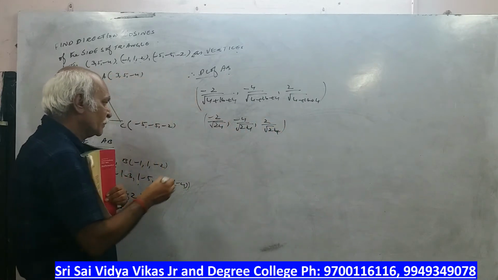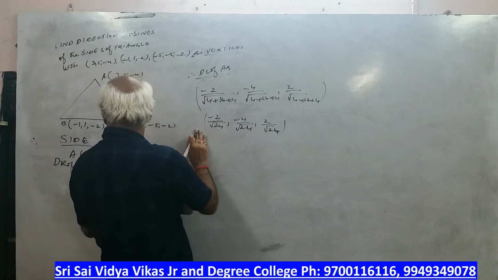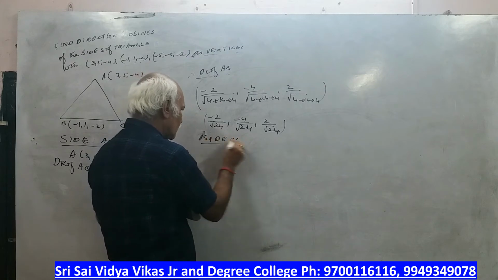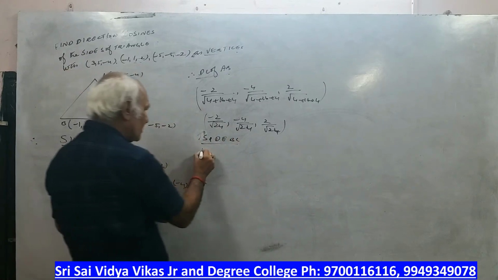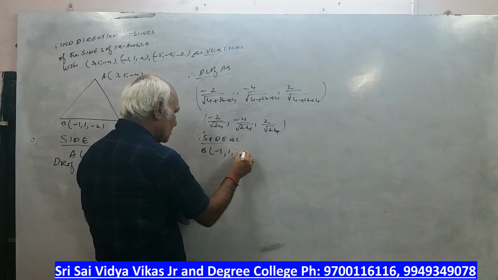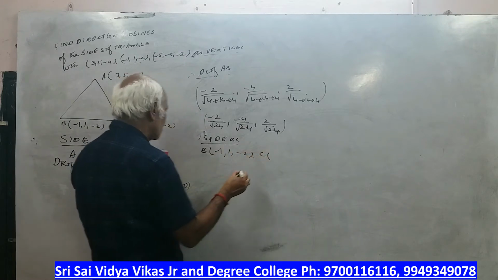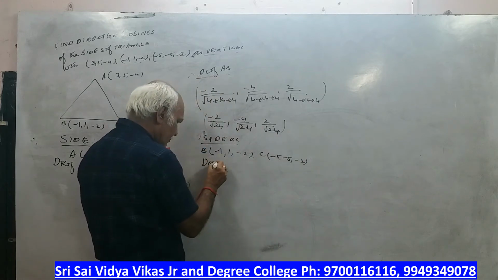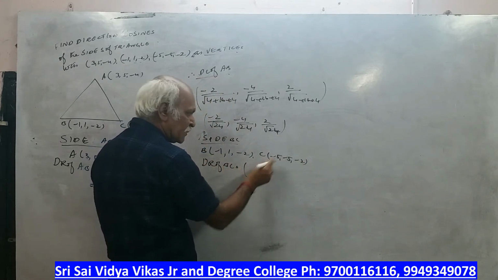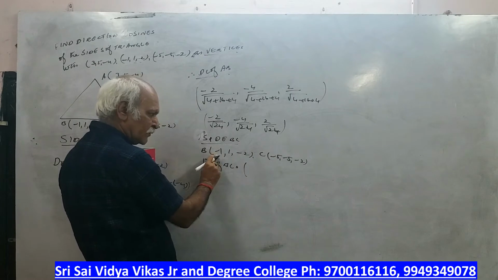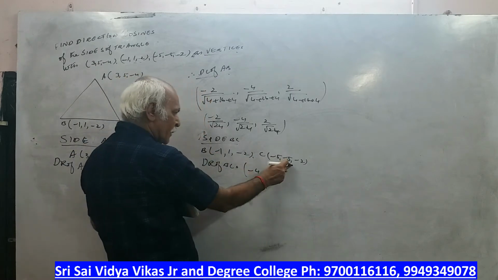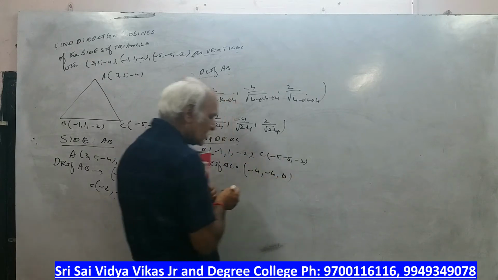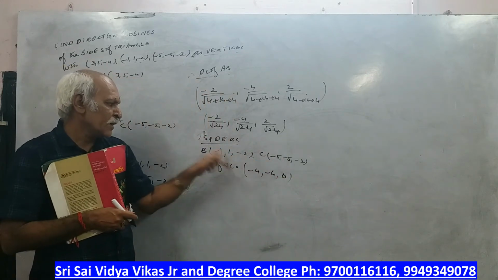Right, next side BC. Okay, next side BC. What is the B point? Minus 1 comma 1 comma minus 2. What is the C point? Minus 5 comma minus 5 comma minus 2. So DR of BC. Directly I am writing minus 5 minus of minus 1 is plus 1, so it becomes minus 4. Minus 5 minus 1 is minus 6. Minus 2 minus of minus 2 is 0.